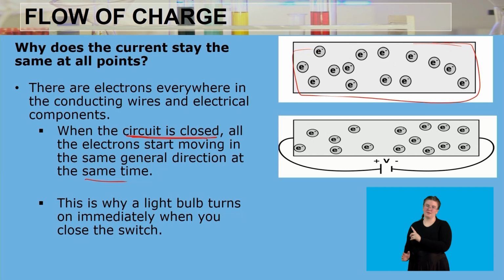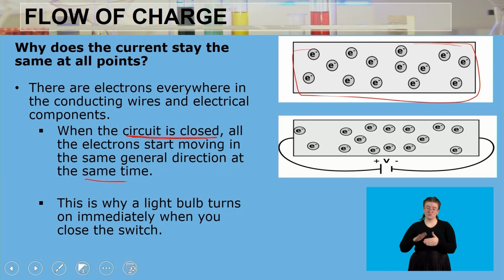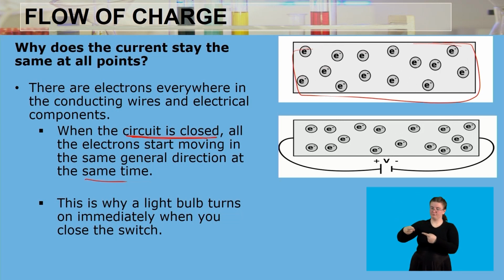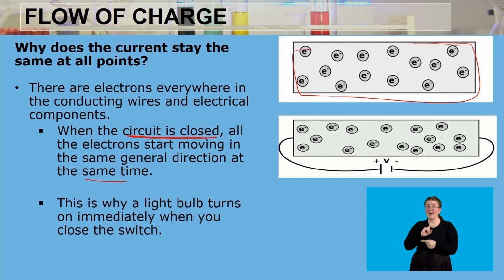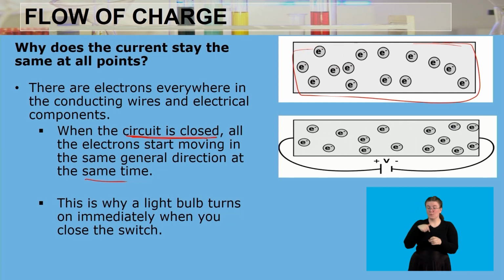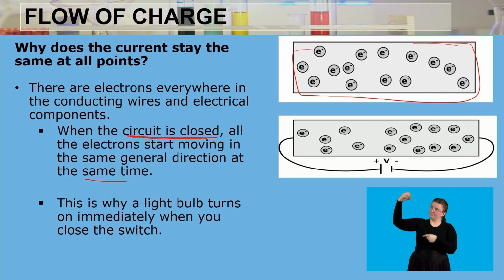So now, this is why a light bulb turns on immediately when you close the switch. Because there are electrons already in the wire, when you close the switch, the light bulb immediately turns on. It doesn't mean that when you switch on the light, the electrons will start running from the socket all the way to the bulb. They are already there. They're just starting to move in one direction as you are closing the circuit.